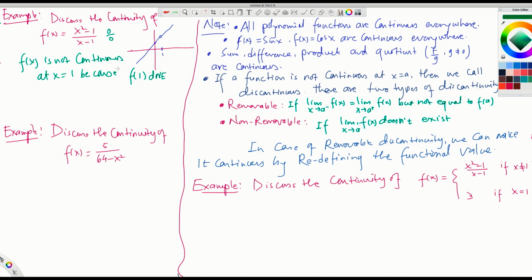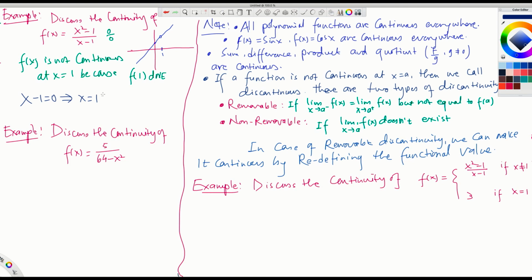Okay, now there was a graph, so it was easy to see that there is a hole there. If there is no graph, how do I find out where the function is not continuous, or where the functional value is not defined? The idea is, if there is x in the denominator, you solve that. How do I do that? You do x minus 1 equals 0. This implies x equals 1. So the function is not defined at x equals 1, meaning the function is not continuous at x equals 1. This is what I find.